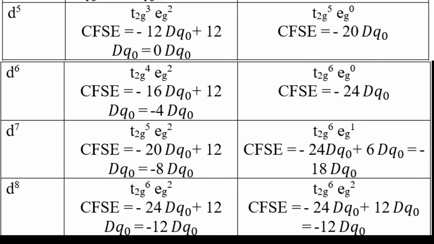If you consider d5, the electronic configuration for weak field, t2g^3 eg^2, that is CFSE minus 10 Dq0 plus 12 Dq0 is equal to 0 Dq0. And for strong field, the electronic configuration will be t2g^5 eg^0 and CFSE will be minus 12 Dq0, that is very much for high spin and low spin.